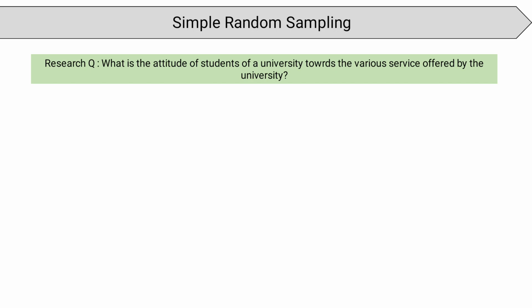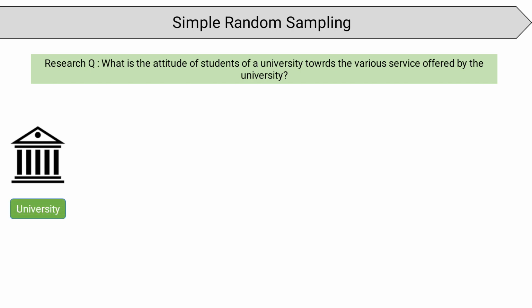So then here the question is, who is your population and how can you use simple random sampling to select the students so that there should not be any bias. So let's understand with this example.